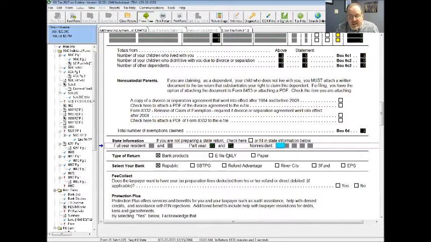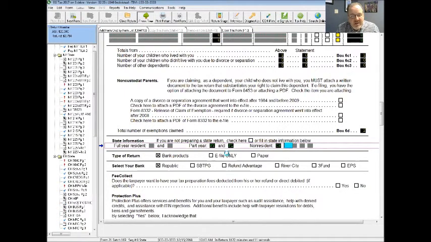Now, non-resident, talking about that, prime example, my son, who goes to school in Ohio. I have to file a non-resident return for him in Ohio because he has income where he's working while he's going to college in the state of Ohio. He's not a resident there, but he has to do that.